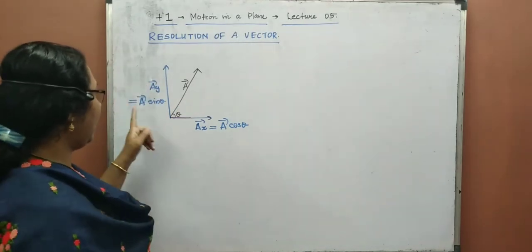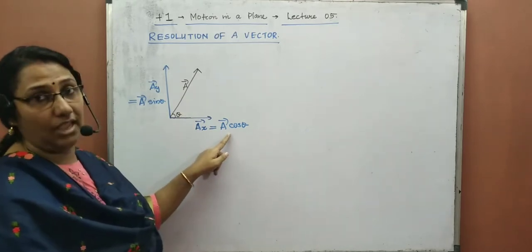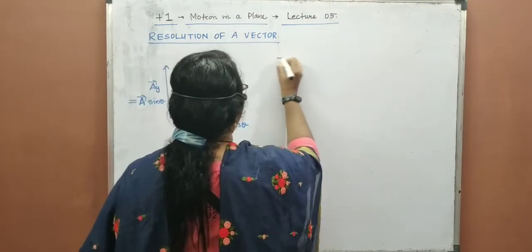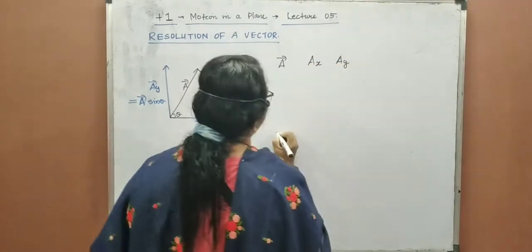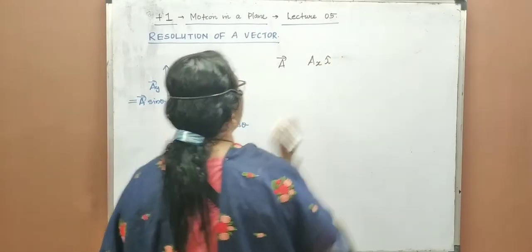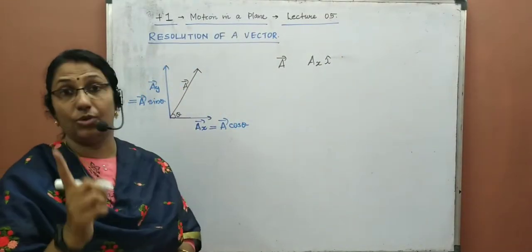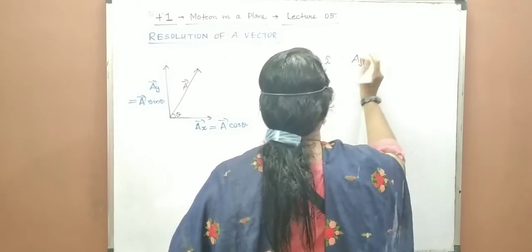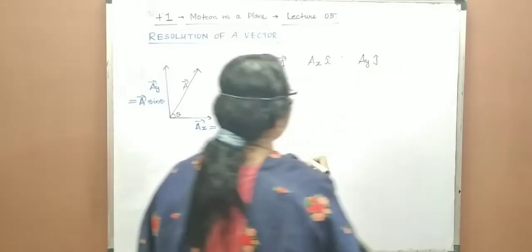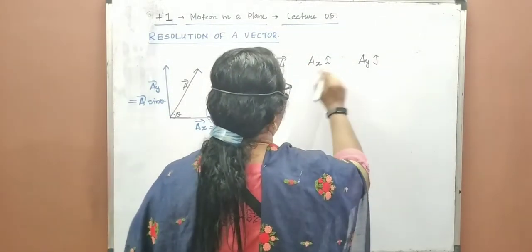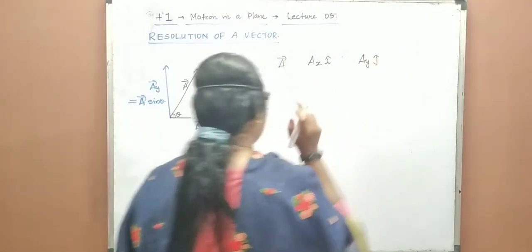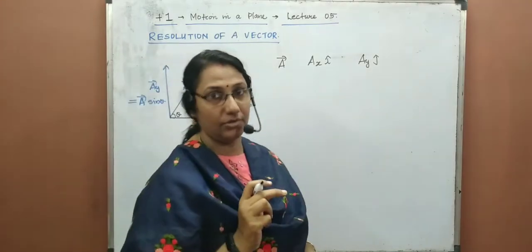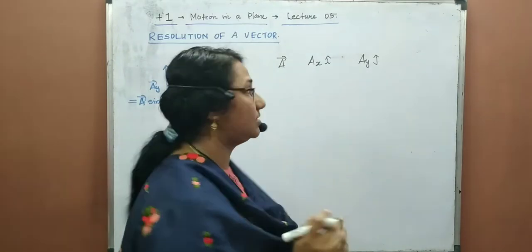So vector may be resolved into ax and ay. Since this angle is theta, this is a cos theta, and since this angle is theta, this is a sin theta. So vector A is resolved into x and y components. X component is represented by putting i cap. What was i cap? Orthogonal unit vector along x-axis. And ay may be represented by putting j cap. That is, A is split into ax and ay. i cap and j cap refer that ax is in the x direction and ay is in the y direction. Okay, ijk refers to x, y, z axis.